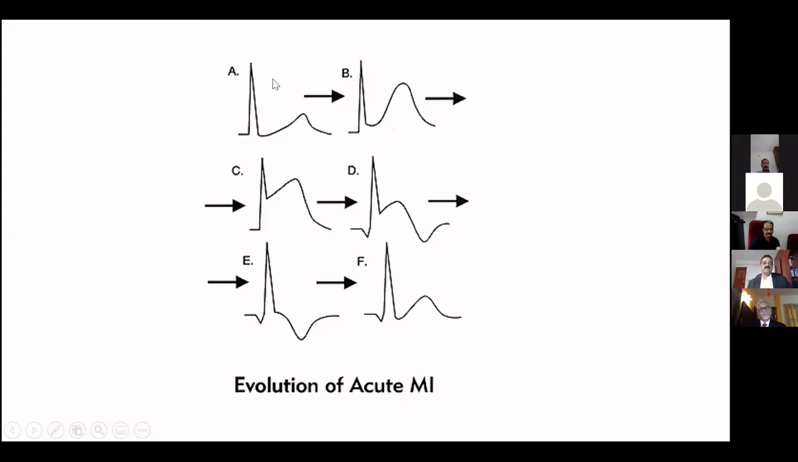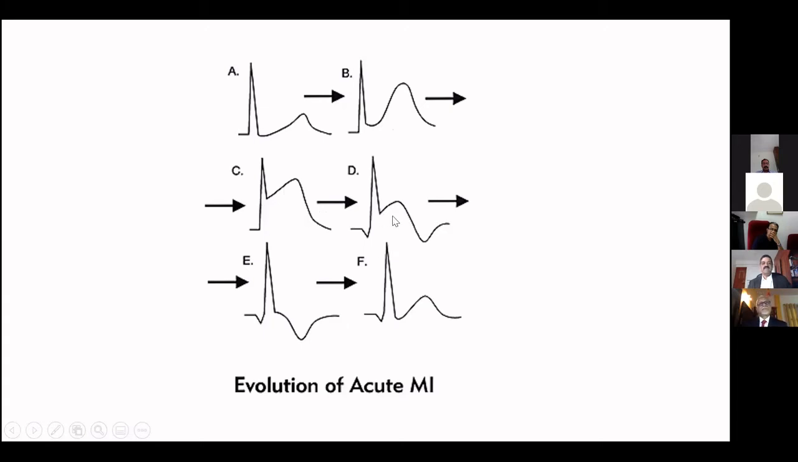You can see this A, which is essentially a normal ECG. The patient comes to you very early, especially less than 90 minutes, sometimes even up to 3 hours, you can have a normal ECG or very slight changes. Then minimal ST elevations come, and then there are tall and rounded T waves, where subsequently ST elevations go on to become what is shown in C.